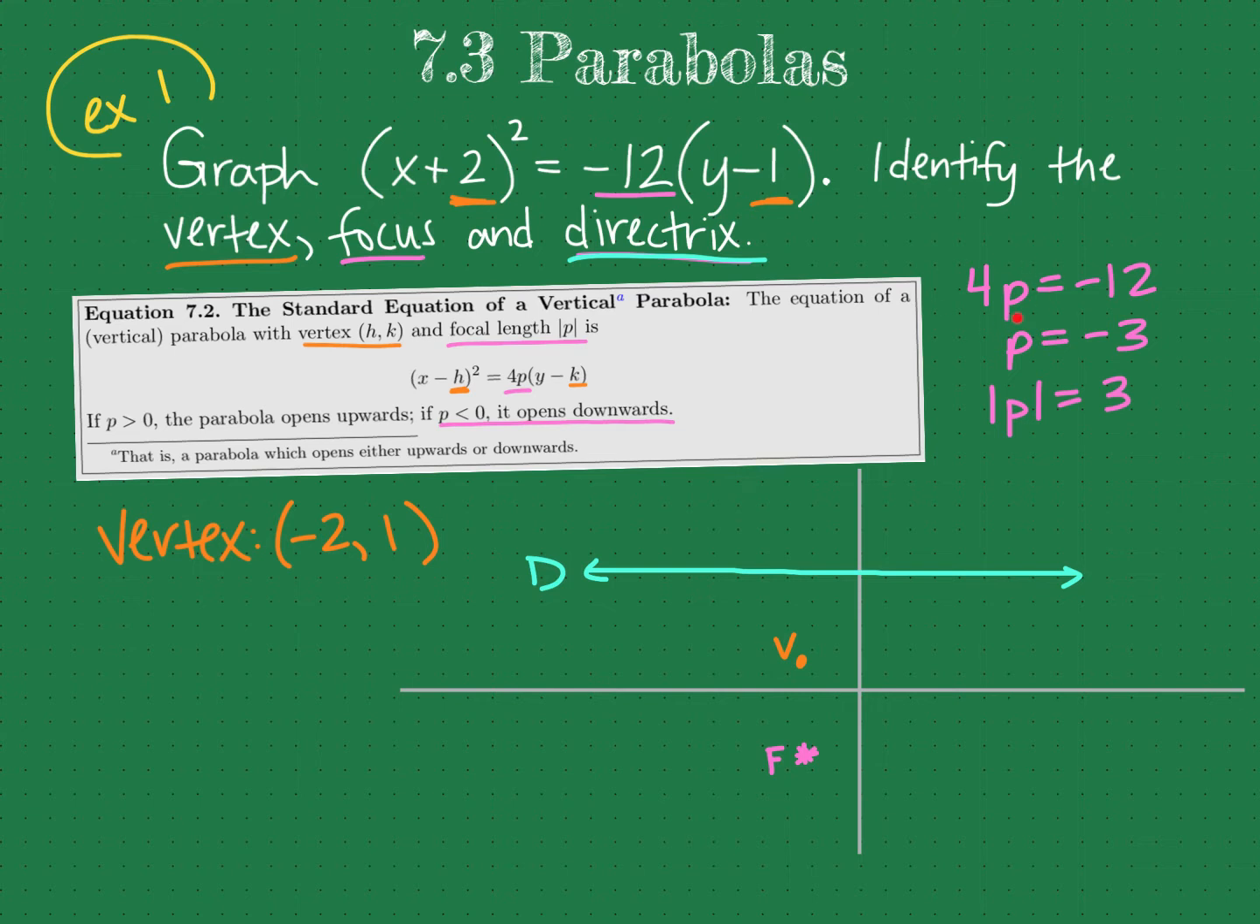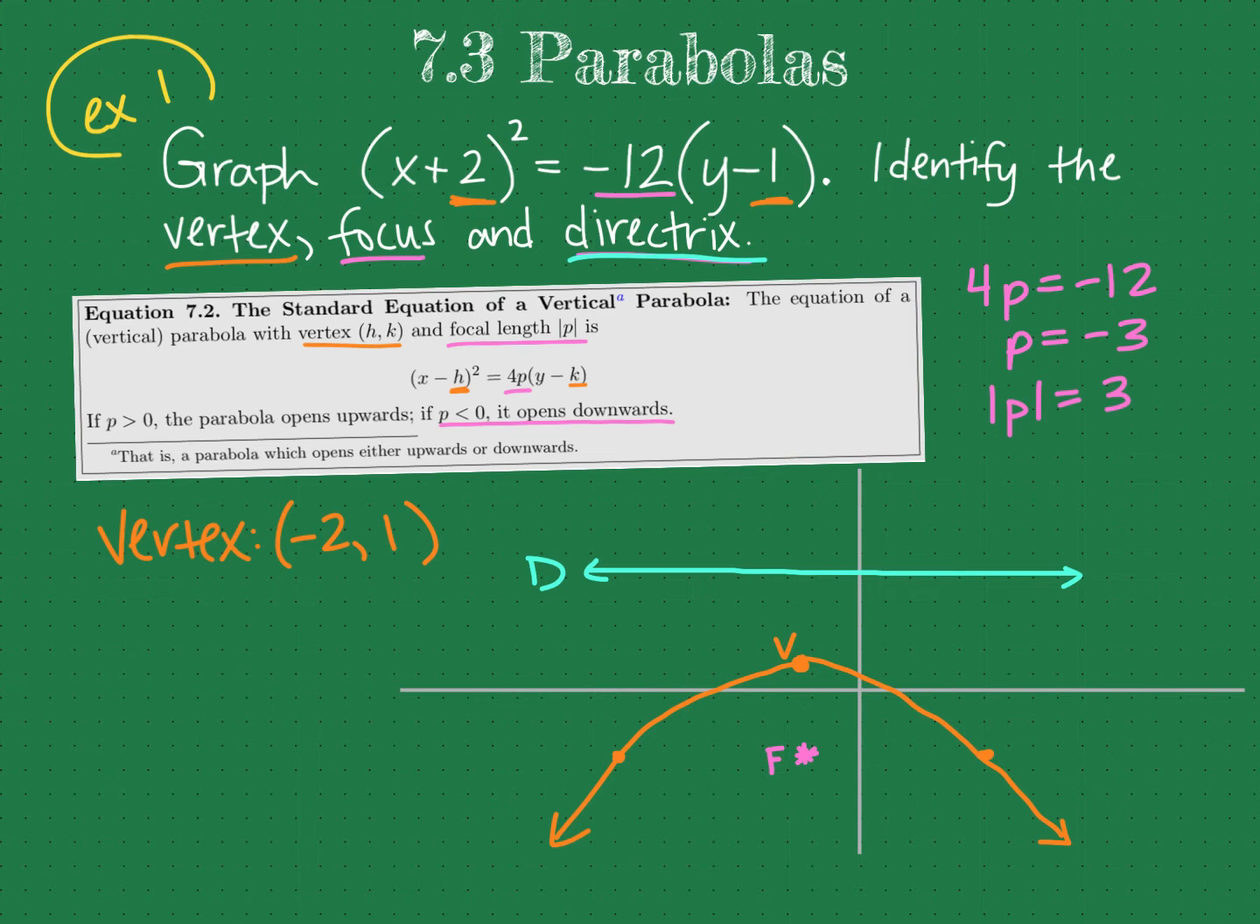So the absolute value of 4p is positive 12. That means that it's positive 12 through here. So it's 6 units left and 6 units right. Let's find those 2 points. So if we go 6 units to the left here, 1, 2, 3, 4, 5, 6, and then 6 units to the right of the focus, we're right here, and we can sketch our parabola knowing those 2 extra points.